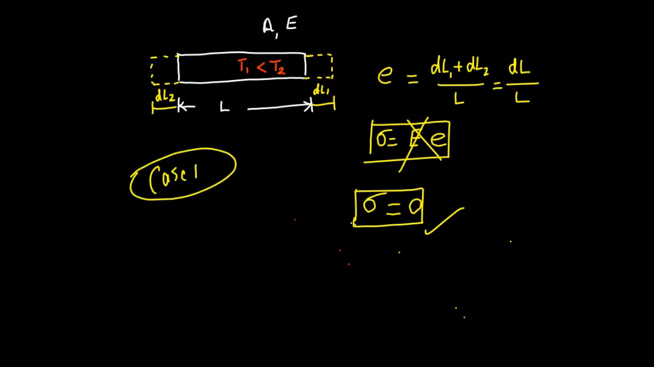We are going to do case 2 now. So case 2, we are going to take the same bar. This time I'm going to take the same bar, but there is one change that I'm going to make. That change is I'm going to fix the bar on the left extreme end. So I'm going to represent that by this blue line.